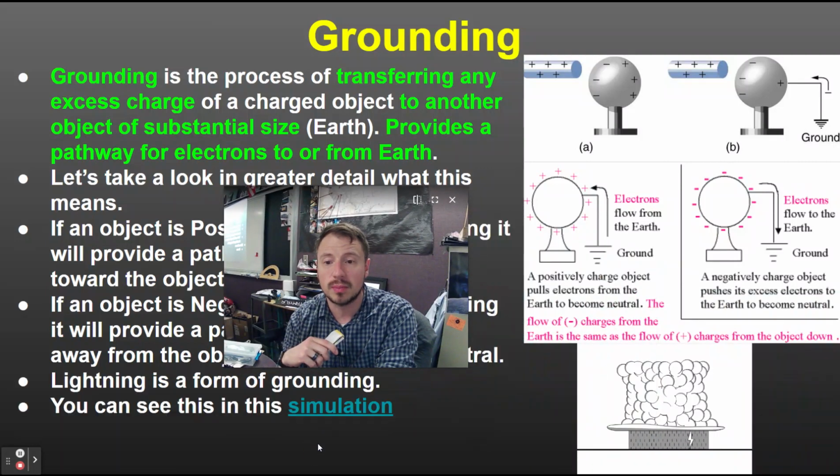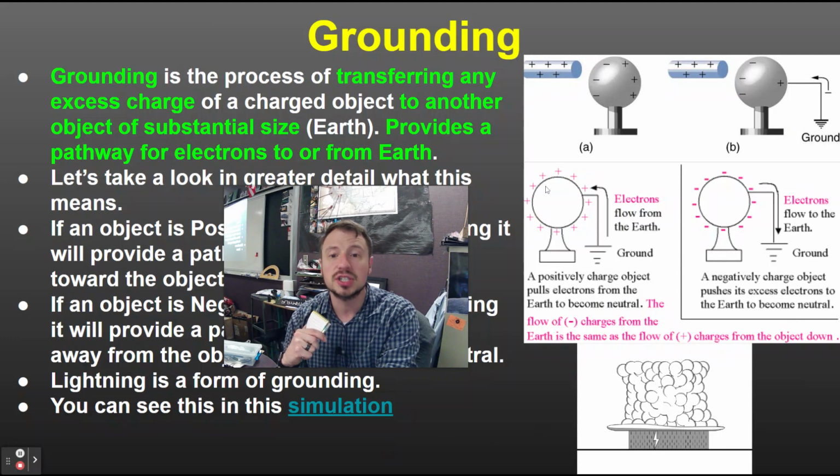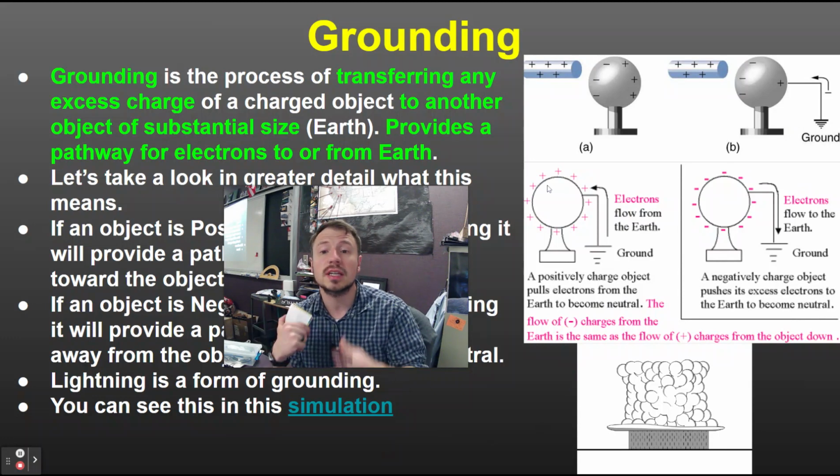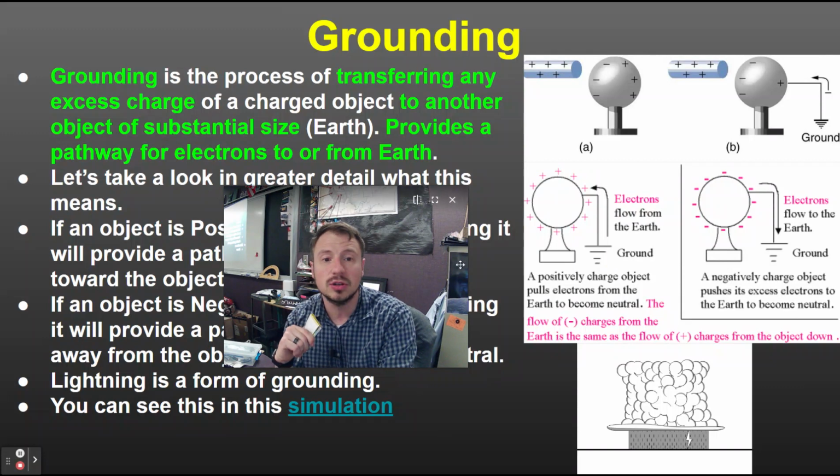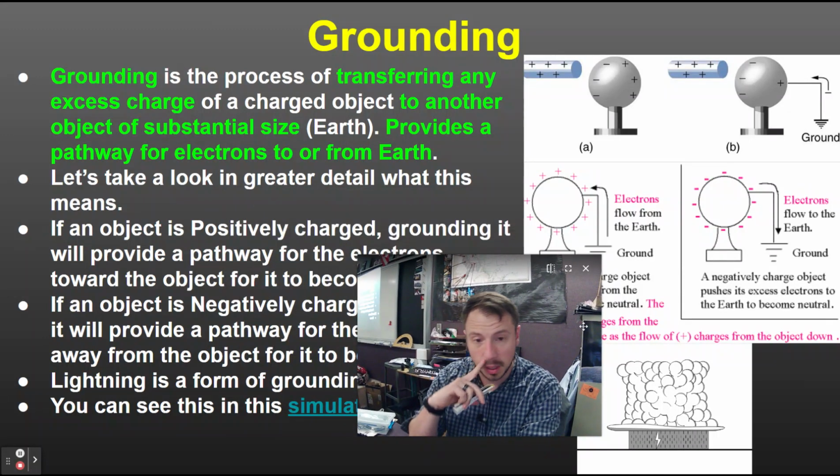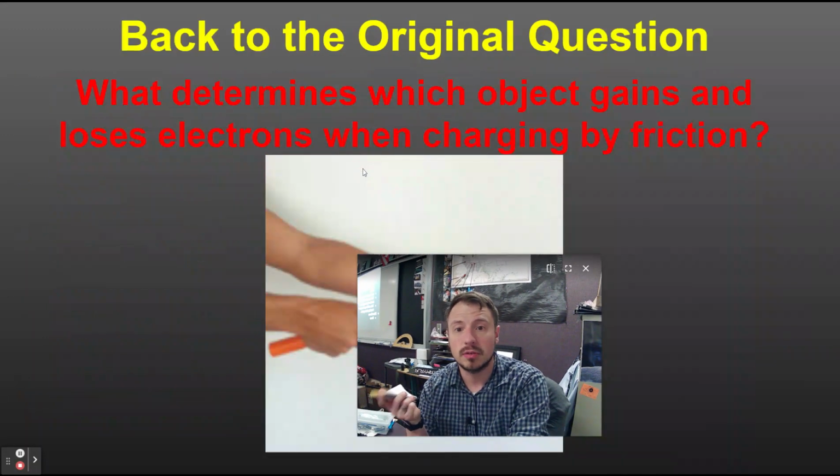And lightning is a form of grounding. So you can see here these diagrams. These are just groundings, basically getting rid of that excess charge, making it neutral by placing it next to a very, very large object like Earth, right, or ground.